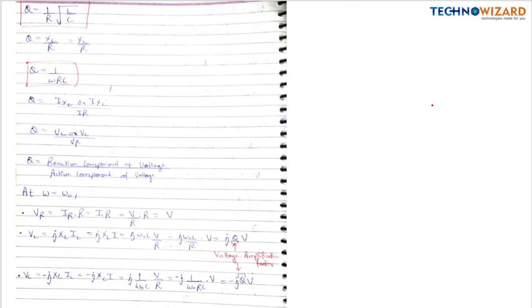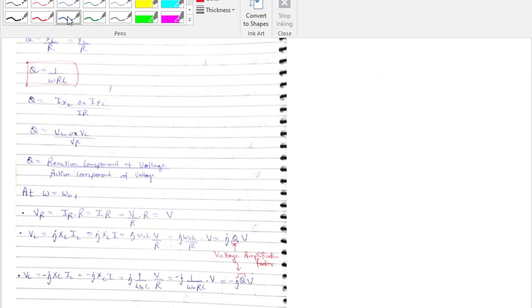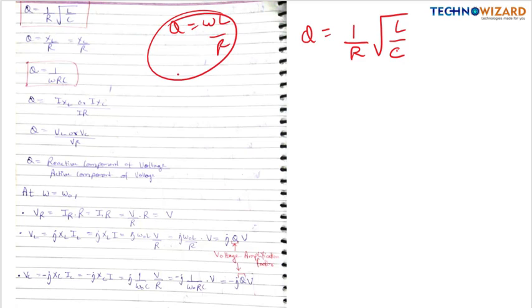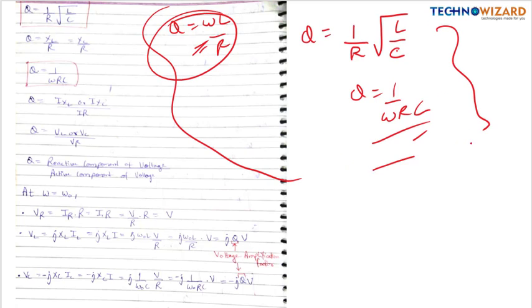Okay, another formula for the series resonance circuit is Q is equal to 1 upon R root of L by C. Q is equal to omega L by R is valid for both series resonance as well as parallel resonance. Q is equal to 1 upon omega RC is valid only for series resonance. Okay, these formulas are all valid for a series resonance circuit.